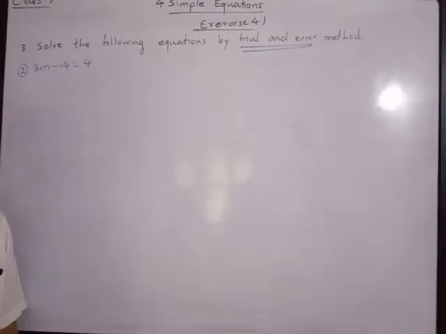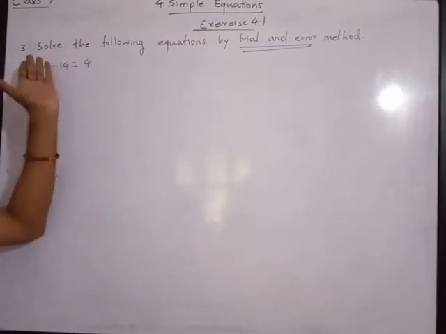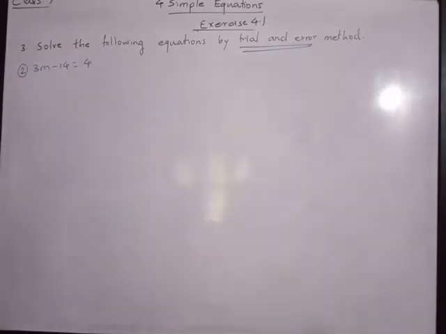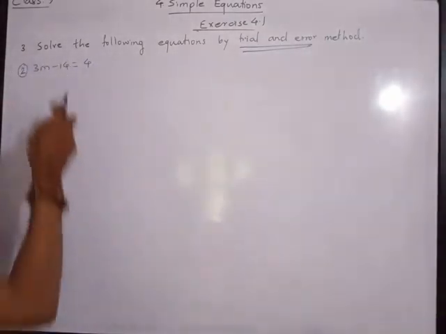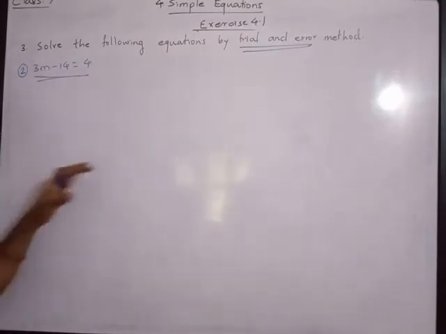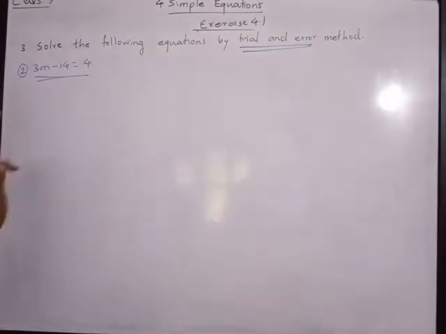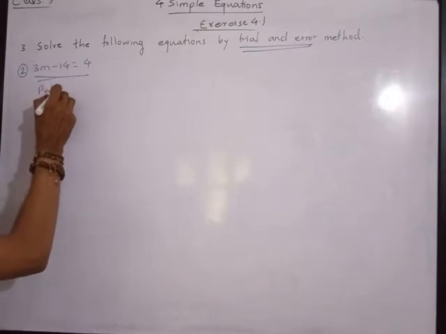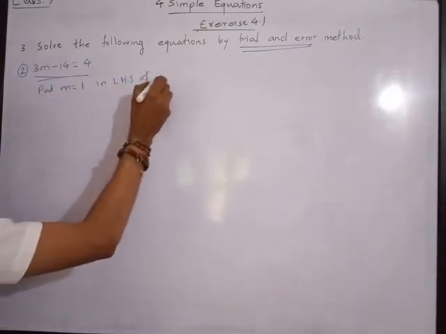Dear friends, in exercise 4.1, the third question is solve the following equation by trial and error method, and we are given the second equation, 3m minus 14 is equal to 4. So for this, by trial and error method, we will take m is equal to different values and check whether it is a solution or not. First let us take m is equal to 1. Put m is equal to 1 in LHS of the given equation.